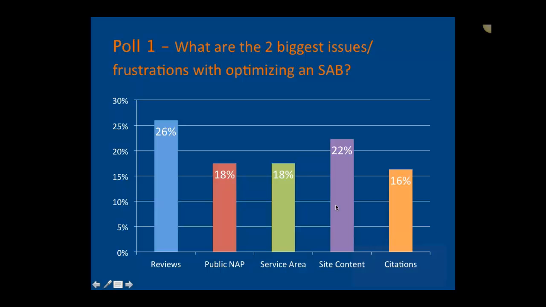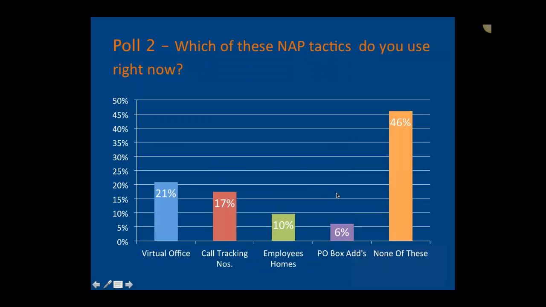The second poll was, which of these NAP tactics do you use right now? So 46% of people said they don't use any of them. 21% said they use a virtual office. 70% are using call tracking. 10% are using employees' homes, and 6% are still using PO boxes. So a good spread of people using those different tactics. And obviously, call tracking isn't essentially a no-no. If done in the right way, it can be a very effective and useful tool for a business.